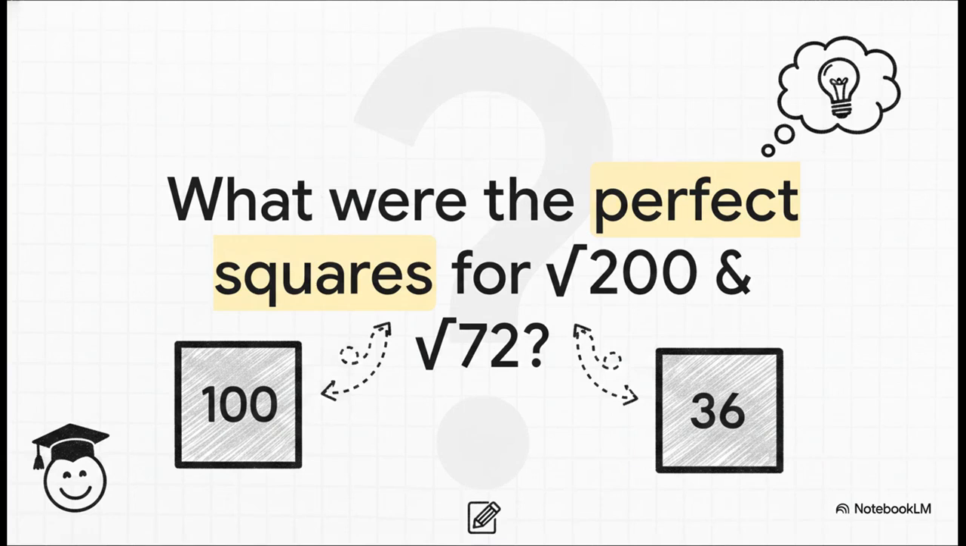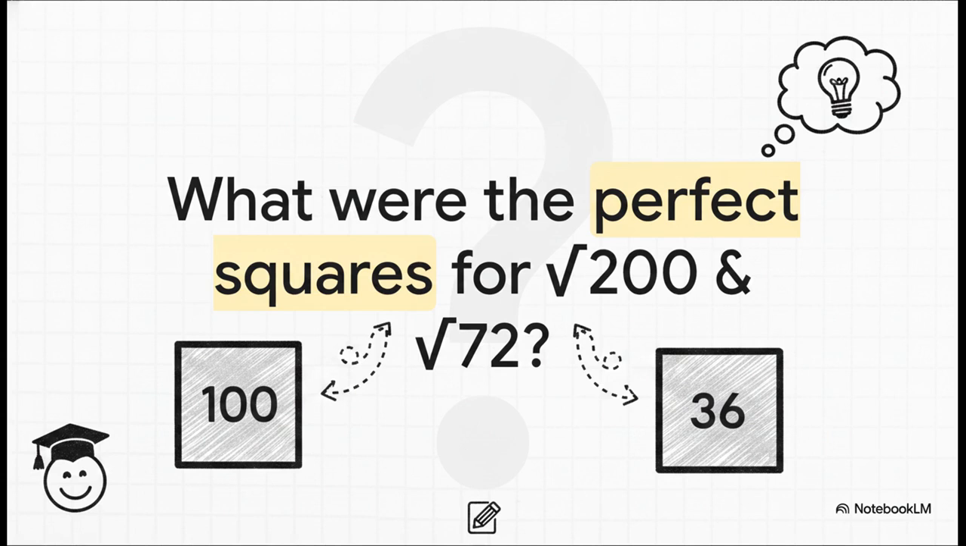And now, to wrap up our explainer today, I have a rapid-fire quiz just for you. Be honest with yourself, without looking back at your notes. What were the 2 heavy, hidden perfect squares we unpacked today to solve root 200 and root 72? Take a second and think about it. Yes, you got it. It was 100 and 36. If you remembered those numbers, you are well on your way to earning a phenomenal grade.